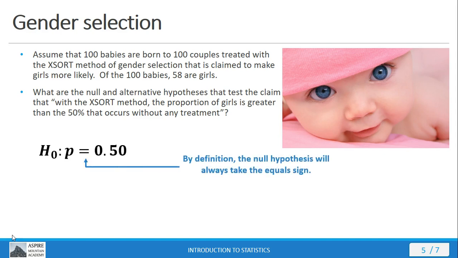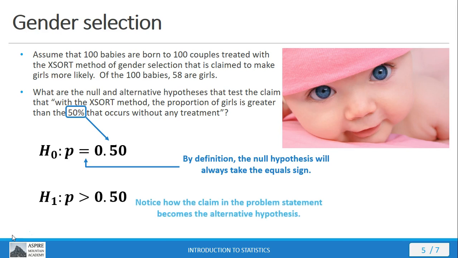So because it's by definition a statement of equality, it's going to take the equal sign. Notice that the 50% comes from the claimed value there in the problem statement. So that's going to be that number there. The alternative hypothesis comes from the claim itself. So here we've got the proportion greater than 50%. Notice how the claim in the problem statement becomes the alternative hypothesis. The proportion is greater than 50%.